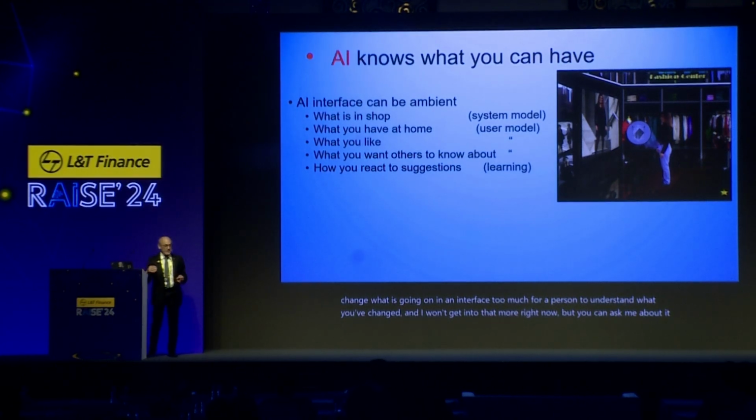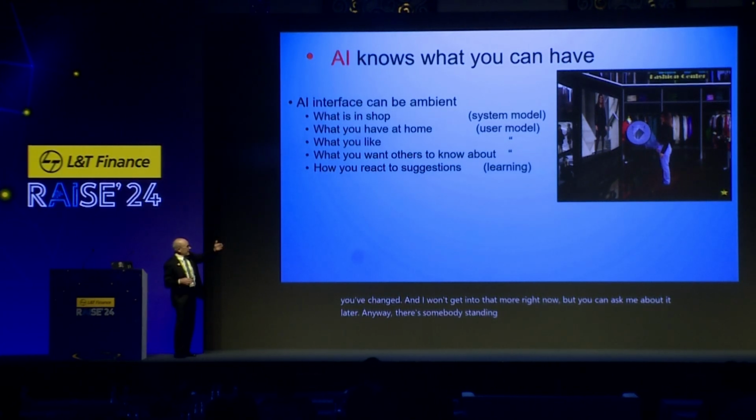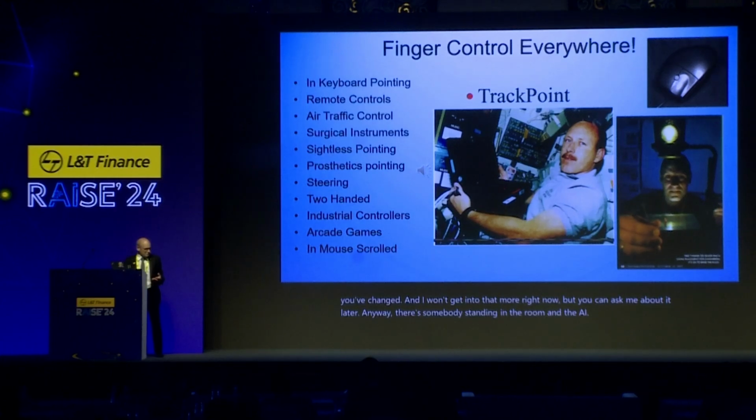Anyway, there's somebody standing in a showroom, and the AI knows what's on the clothes rack. It knows what she owns at home. It's showing her near her office. So it's thinking about all of these things together, combining them into one approach.